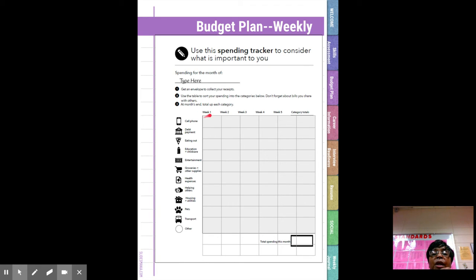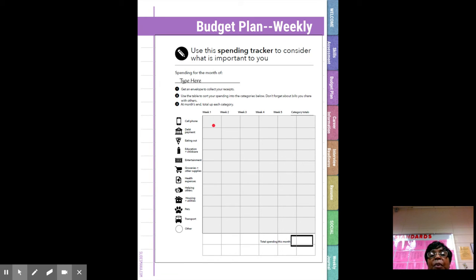So we've got week 1, 2, 3, 4, and 5. We're just going to go through weeks 1 through 4, and then we're going to total up a category. So what I would like for you to do is go through and read your instructions. You're going to get an envelope to collect all your receipts. Use the table to sort the spending into the categories below. And don't forget about bills you have to share with others. At the end of the month, total up each category.